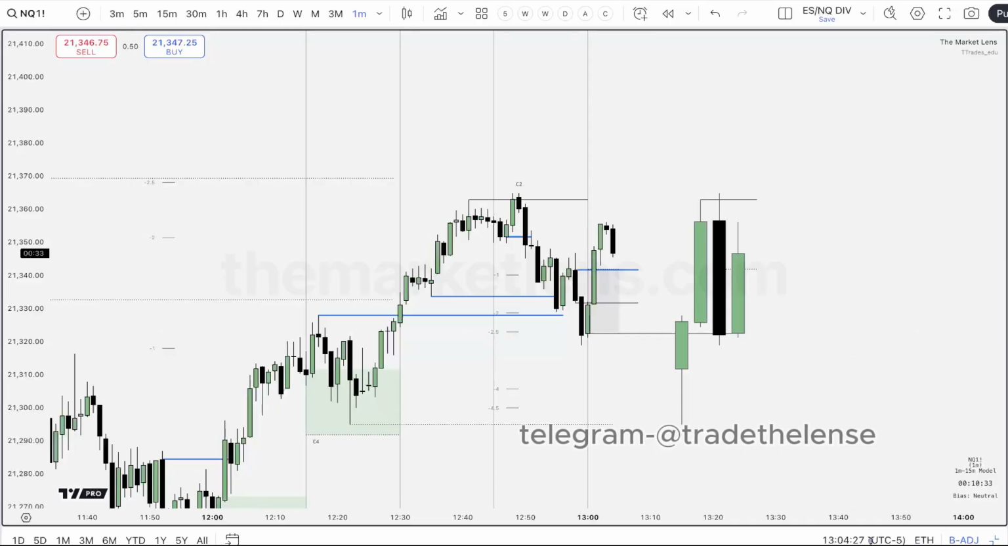Isn't the safety net you have to build up on Apex pretty much like a second phase of a challenge? Yeah, I mean, that's basically what it is. It's a one-step challenge, but it's two-step.